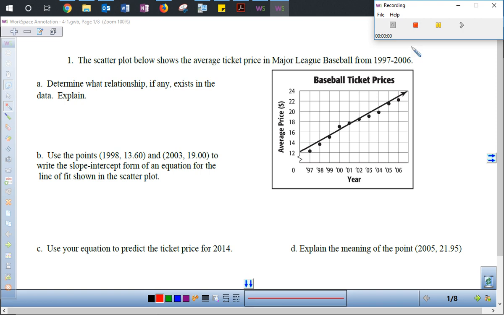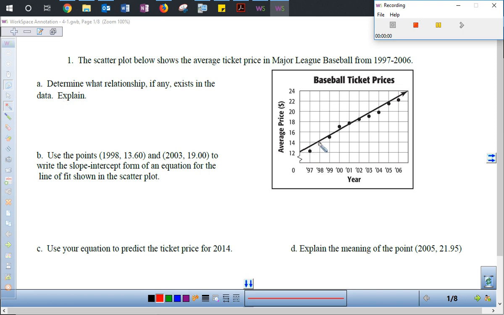Okay guys, today we're going to continue our work with scatter plots, and we're going to talk a little bit more about correlation and how it can help us. So on number 1 it says the scatter plot below shows the average ticket price in Major League Baseball from 1997 to 2006. Part A says determine what relationship, if any, exists in the data and explain.